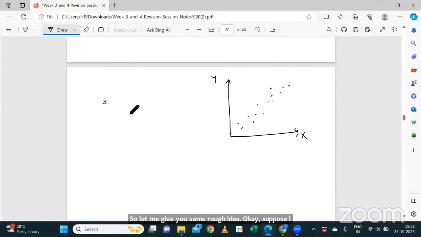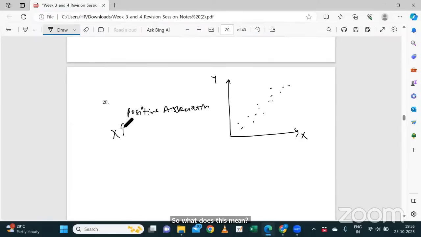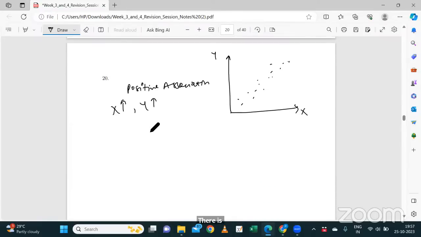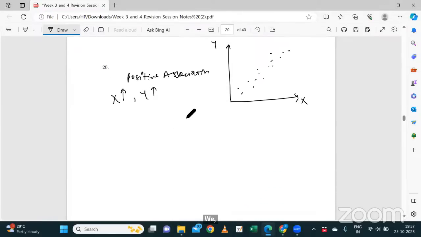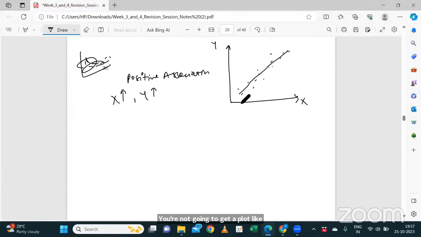There is positive linear association. Positive association means x is increasing, y is also increasing. What is linear association? Linear means there is a linear trend. You are not going to get a plot with some curvature. In our course, we are bounded to linear association. Now suppose you plot the data set and you got a pattern like this. What about this?